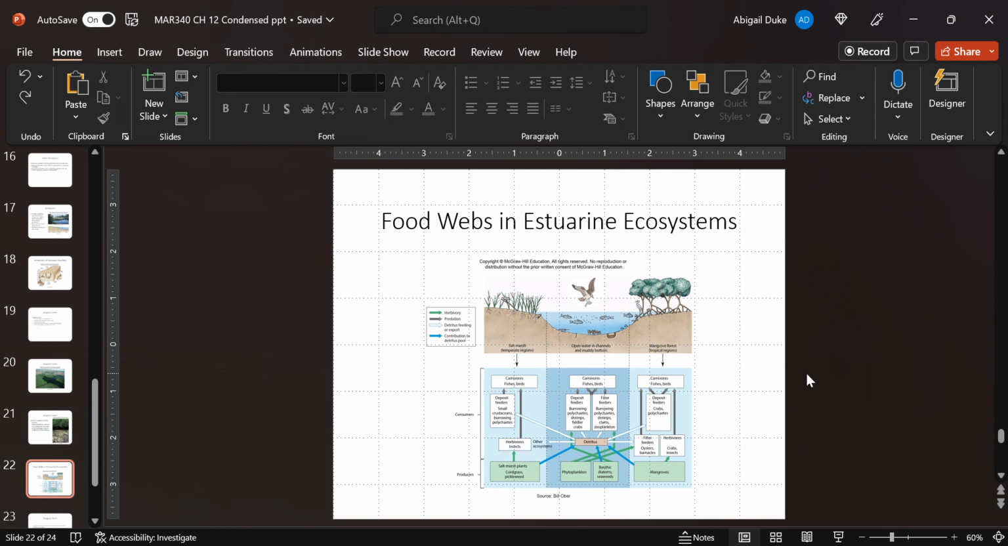So here's a side note on page 291. It says estuaries include plant-dominated communities with very high primary production. Most of the food manufactured by these plants is made available to consumers by way of detritus. Hold on, I didn't understand that. Let me look at this again. I'm going to try to explain this better.